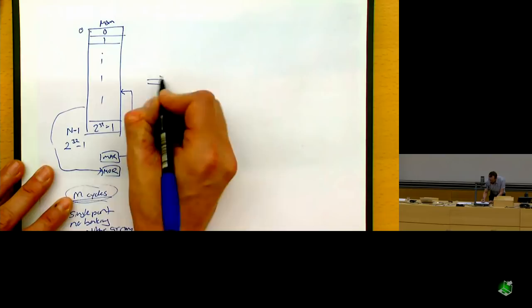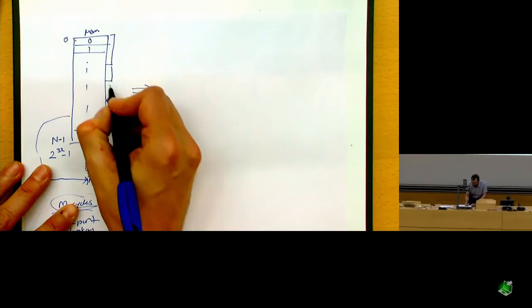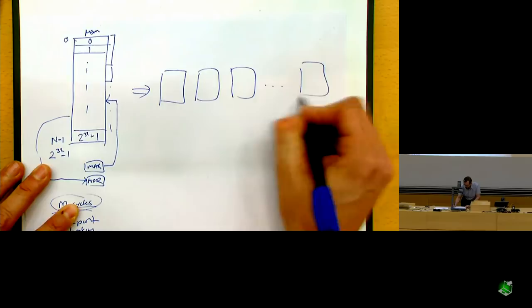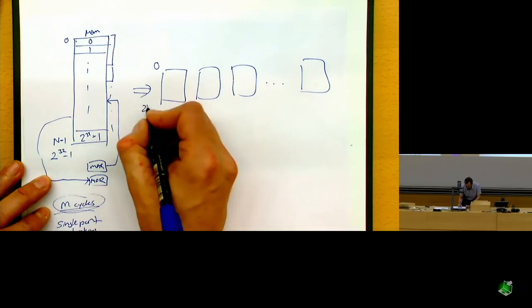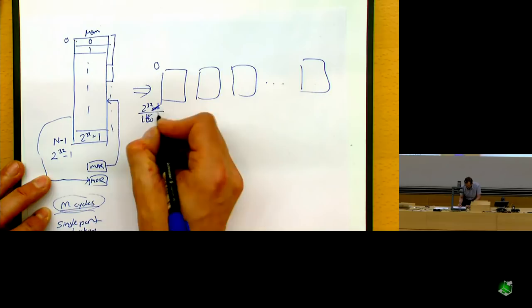Let's assume that we divide this into 16 banks. 16 banks is essentially dividing the address space by 16. This is 0, as opposed to 2 to the 32 minus 1. Probably I should do this right, minus one, something like that. Okay, so basically you divide it by 16.